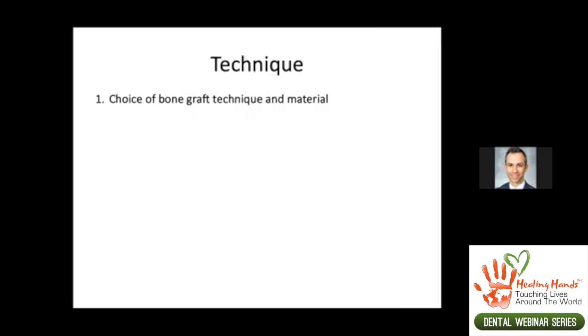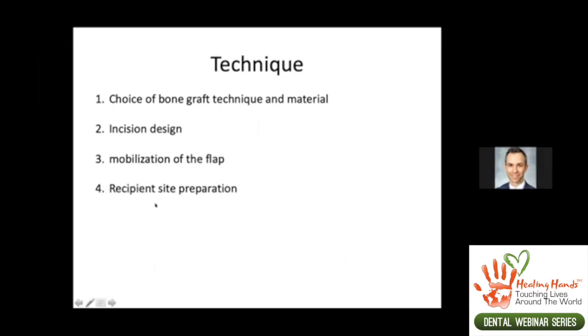So when I think about the technique, think about your choice of bone graft material. Think about the incision design. How do you want to expose it? The incision design will depend on the biotype, but also on the extent of the defect. Then mobilization of the flap. You want to make sure the flap is nice and free so you can get tension-free closure. You want to prepare the recipient site. Typically, this is corticotomies if it's guided tissue regeneration. If I'm putting a block graft, the recipient site preparation will also include making ledges apically, mesially, and distally.